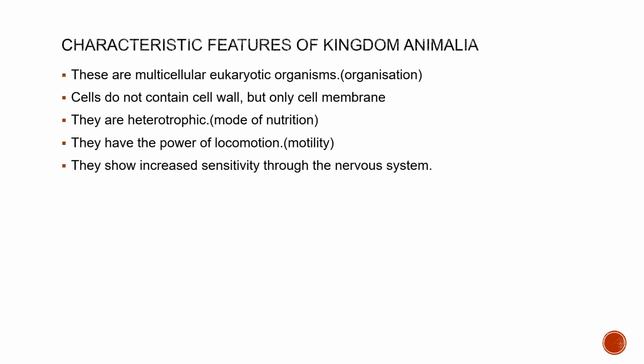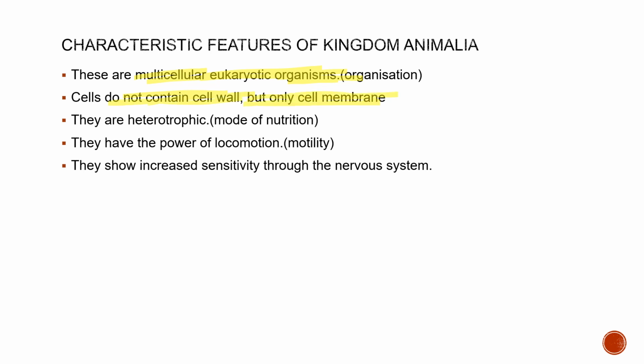Now, what are the main characteristic features of Kingdom Animalia? Kingdom Animalia has many general characteristic features. The first one is that all the animals under this kingdom are multicellular and they are eukaryotic organisms. Now, in the plant kingdom, it was compulsory that the cells had a cell wall, but in the animal kingdom, they do not contain a cell wall. They contain only a cell membrane.